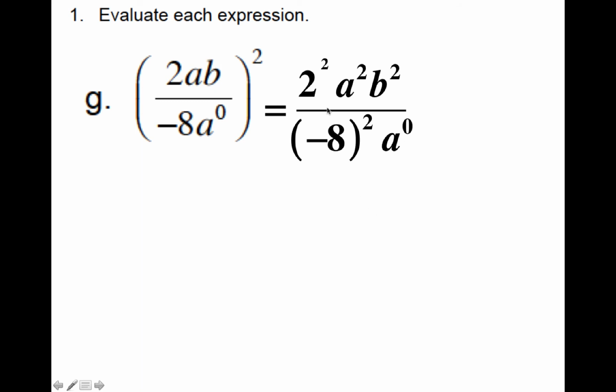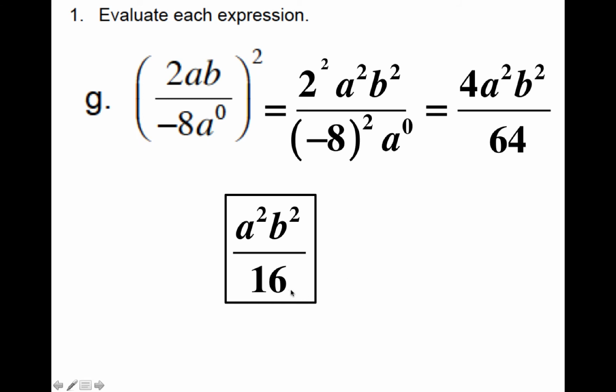So now we have to simplify. 2 squared is 4, and this is going to stay a squared, b squared. On the bottom, negative 8 times negative 8 is a positive 64, times a to the 0 power is 1, so it's just going to be 64 on the bottom. Notice, though, you can simplify. 4 goes into 64 16 times. And notice because 64 is bigger on the bottom, the 16 is on the bottom.